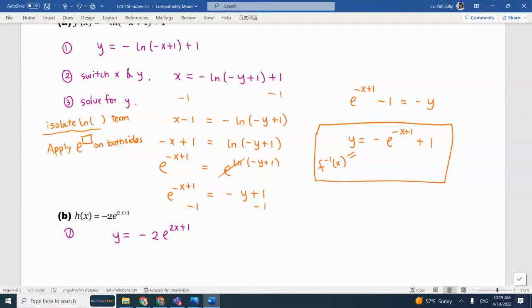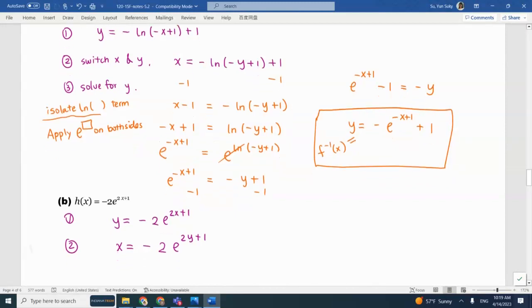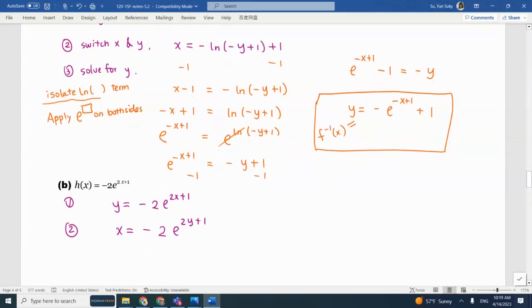And then, what's next? Yeah, switch the x and y. So x is negative 2 e to the 2y plus 1. Right? Everybody? Okay. How do we solve for y?